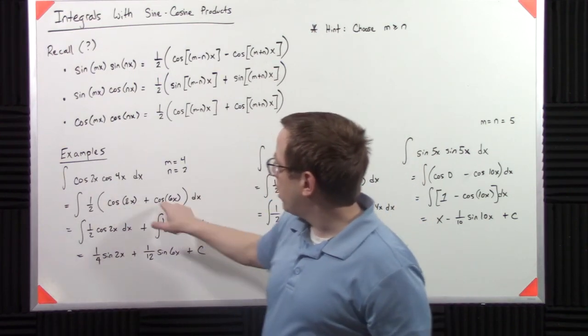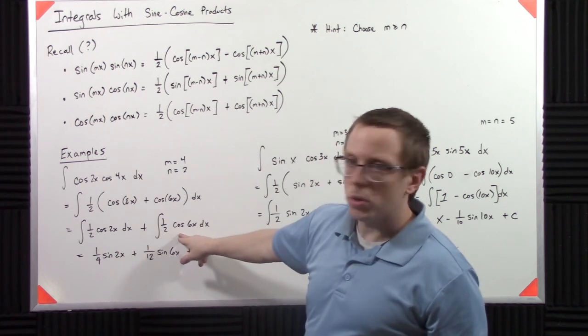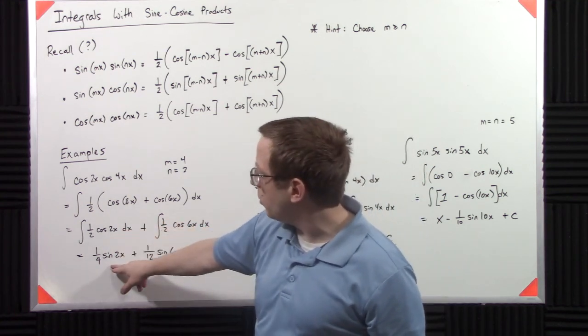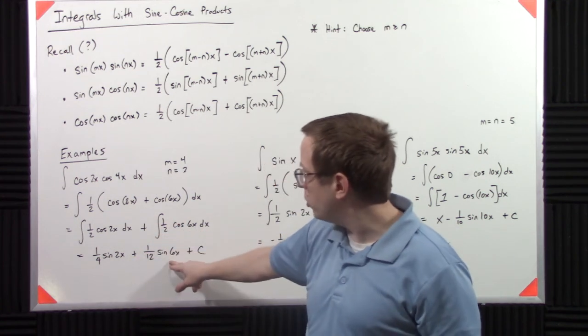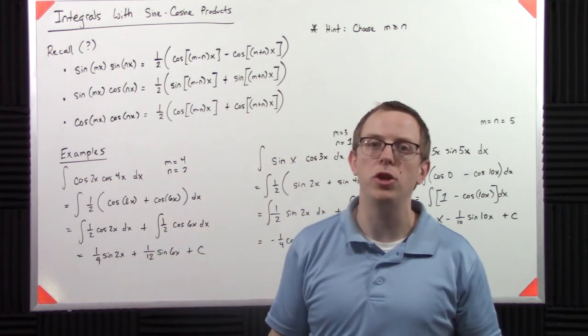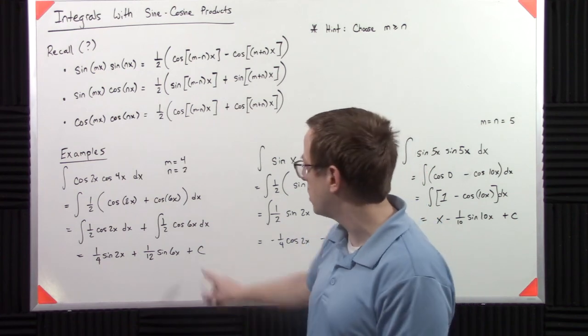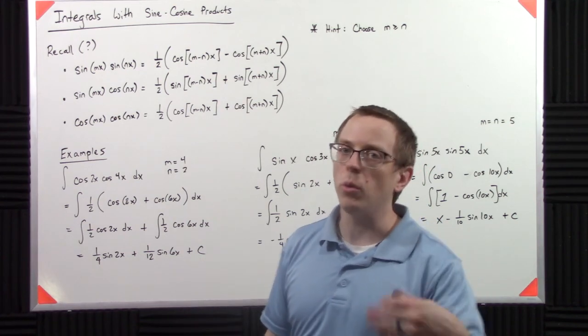So then I can just split off the 1/2. I can separate it into two integrals. And then I can take the antiderivative to get 1/4 sine 2x, sorry, and then 1/12 sine of 6x, right? By the chain rule, you have that additional piece, plus c. So you're really just following a formula here.